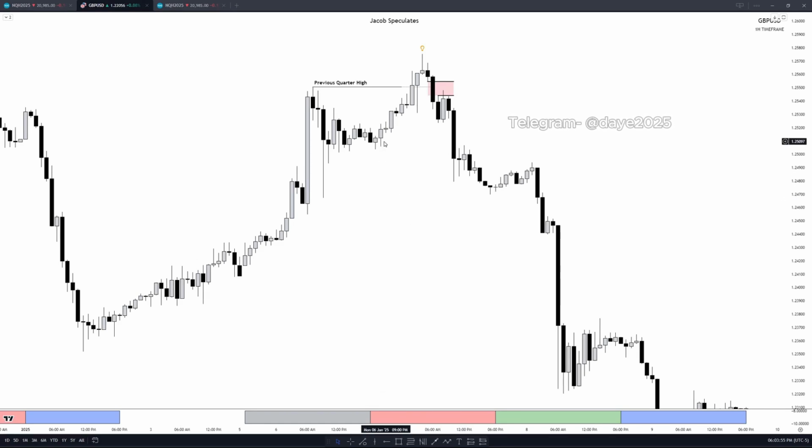As you can see here, on Tuesday we ran above Monday's high, which is the previous quarter's high, and broke down.